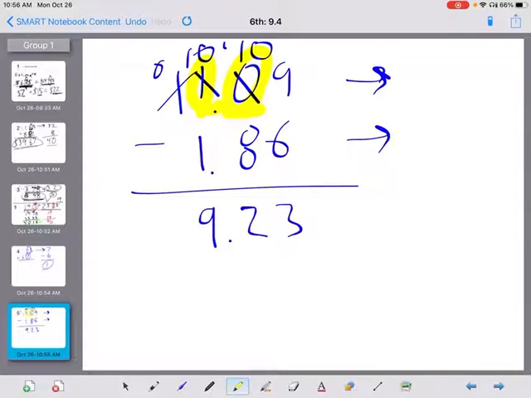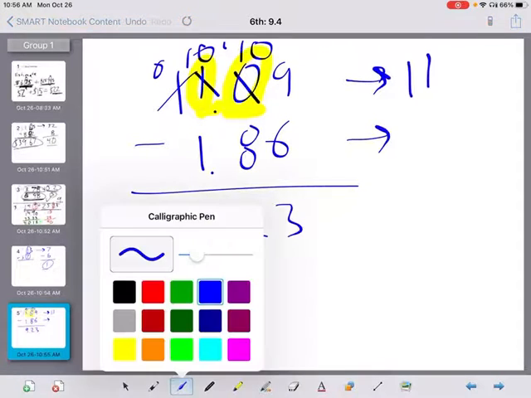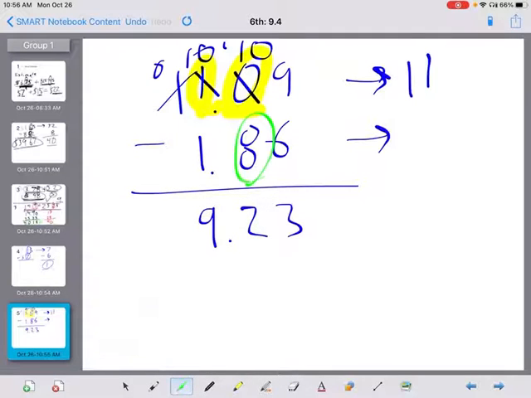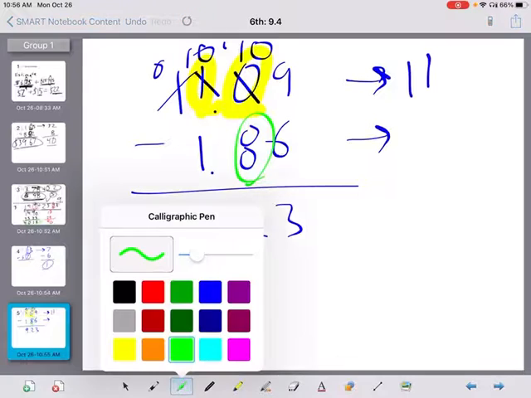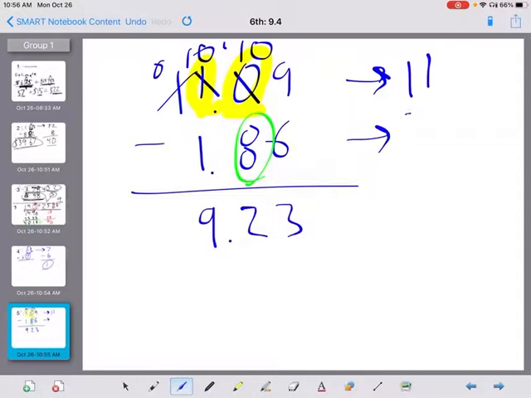So if I look at this, then I round to the nearest, that becomes 11. And if I look at this here, and I round to the nearest 1, I'm rounding up to 2, and my answer becomes 2. So 11 minus 2 is 9, and look, 9.23, 9, boom. That means I've got an answer that's close enough.